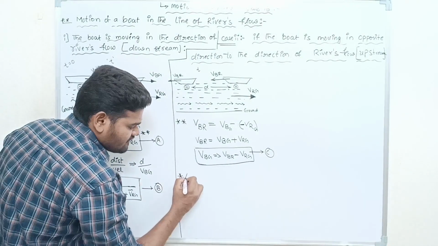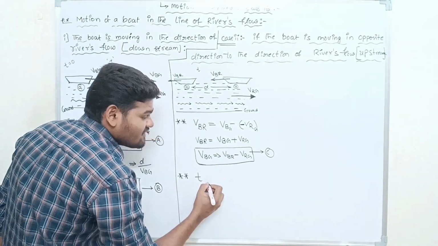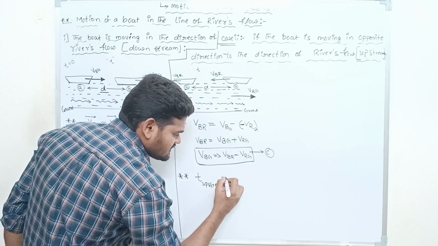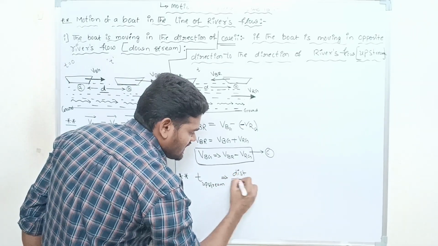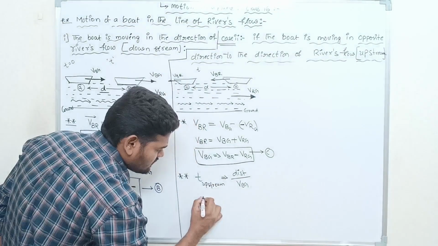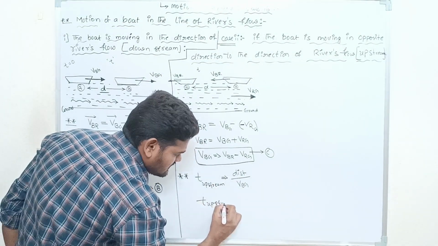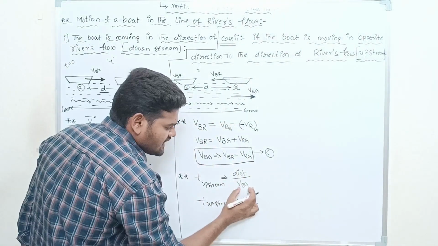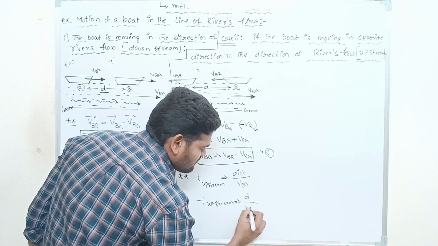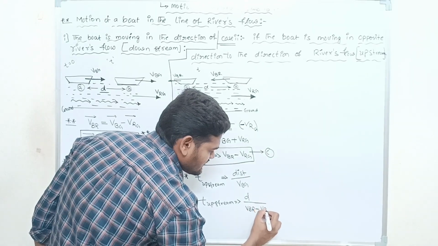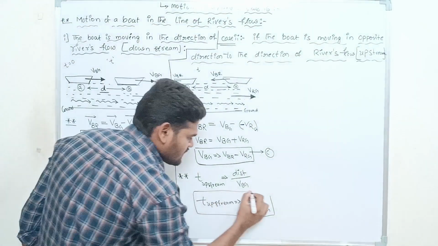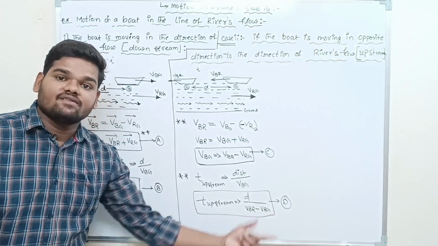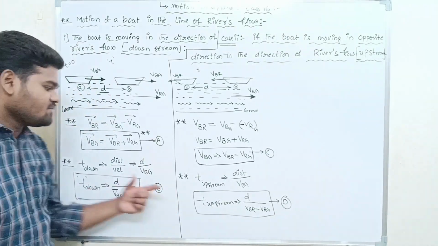Next, what we have to find is the time taken by the boat to cover distance d in case of upstream. So time is simply distance by velocity of boat with respect to ground. So time in case of upstream is equal to what? The distance d is the distance covered by the boat. And the velocity of boat with respect to ground is velocity of boat with respect to river minus velocity of river with respect to ground. So this is equation number D: d by VBR minus VRG. That's it. Time of downstream, time of upstream.